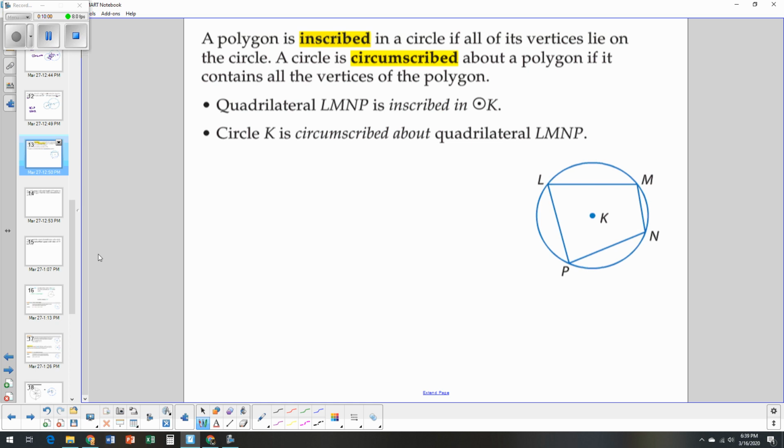All right, so now we have a polygon is considered inscribed in a circle if all of its vertices lie on the circle. So here we have quadrilateral LMNP is inscribed in circle K. We also have a circle is circumscribed about a polygon if it contains all the vertices of the polygon. So basically now we have circle K is circumscribed about quadrilateral LMNP.